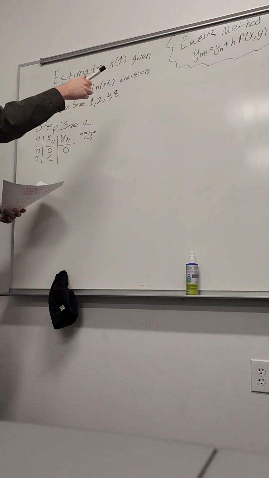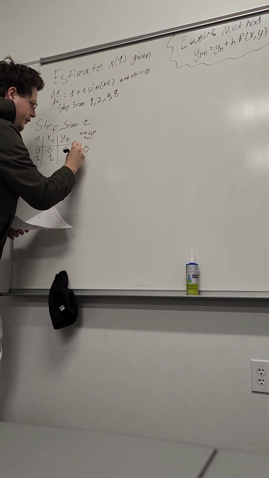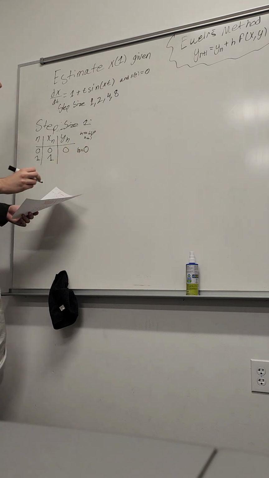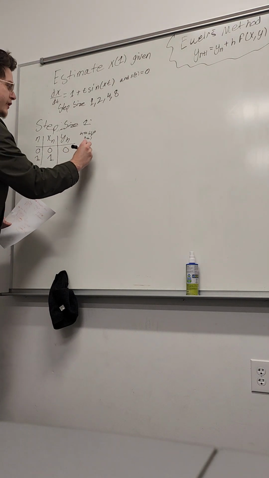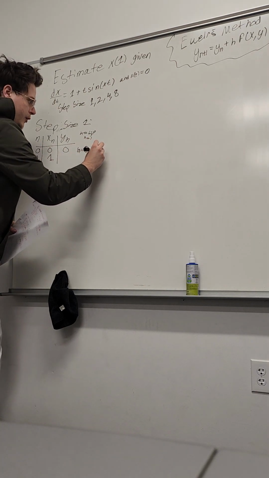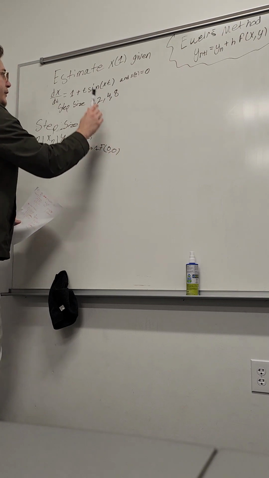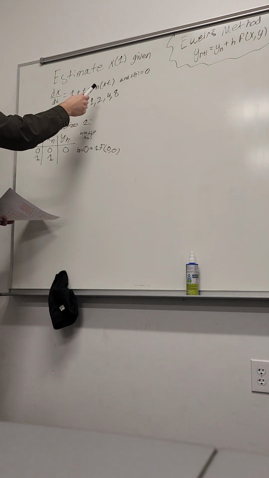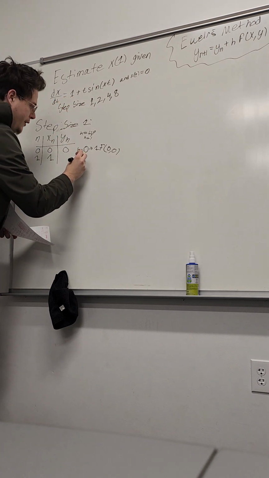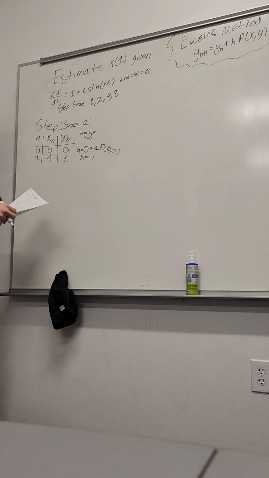For our y initial, it is 0, so we're just going to put this here. And then for our height, we're just going to put 1. And then we're going to put our 0 and 0 into the derivative, and sine of 0 is 0. That's just 1, so y of 1 is 1. Okay, so this isn't really that accurate, so let's do another step size.